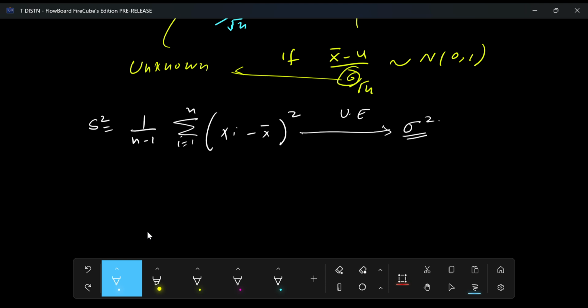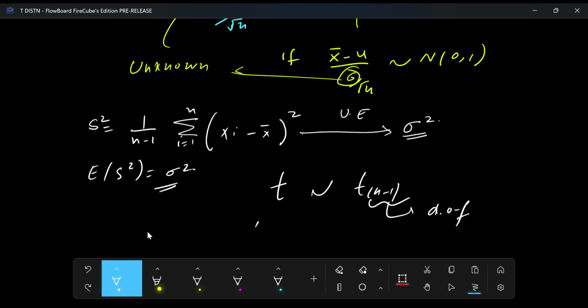In sampling, आपने ये प्रूव किया होगा कि expectation of s square will be equal to sigma square, ये आपने प्रूव किया होगा, ठीक है. Sometimes you will see that T follows t n minus 1. This n minus 1 is also degrees of freedom, and T follows t n, n is also degrees of freedom. कंफ्यूज नहीं होना कि t and t n minus 1 यहाँ पे है क्या.